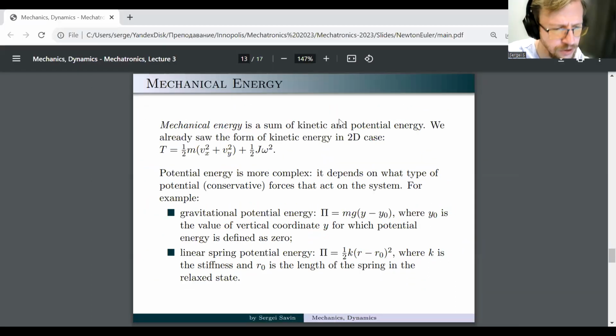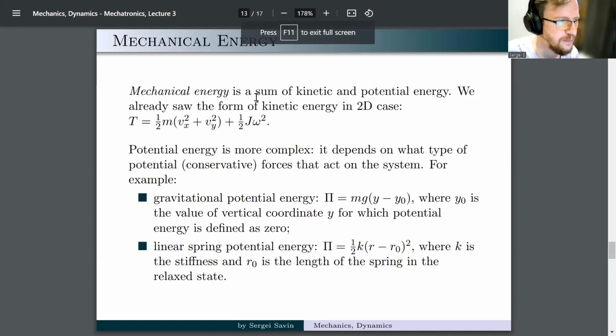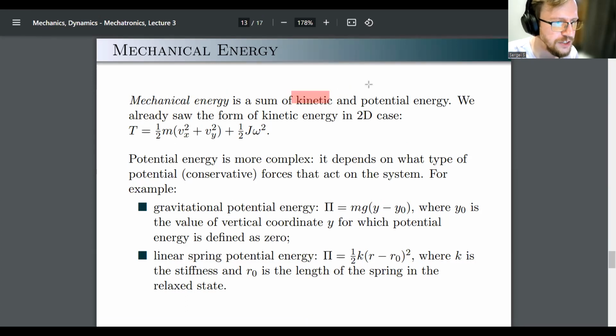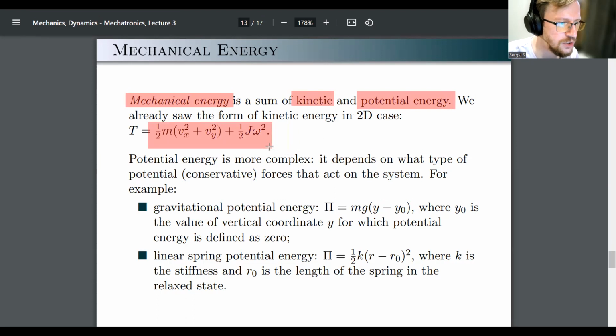I think just a little bit of time is still left. So let us think of mechanical energy. Mechanical energy is a sum of kinetic energy and potential energy. Kinetic and potential together produce mechanical energy. In the 2D case, kinetic energy, as we said, looks like this.